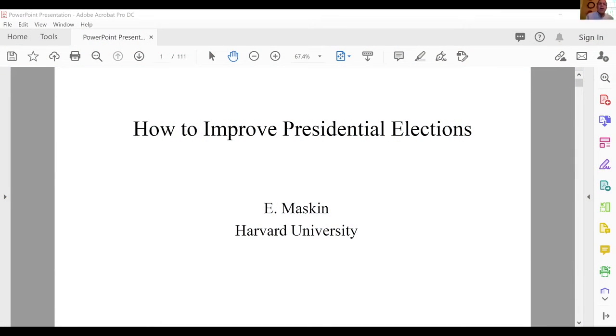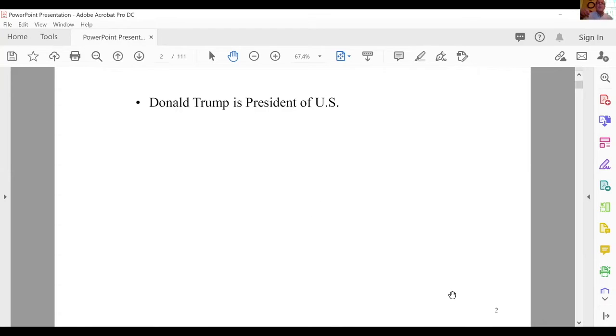So I'd like to talk about how to improve presidential elections. And I think it's pretty clear that there's a great deal of room for improvement. Exhibit A in that claim is the fact that Donald Trump is president.